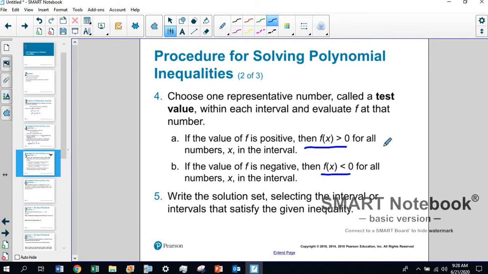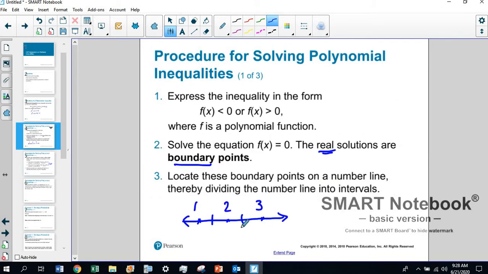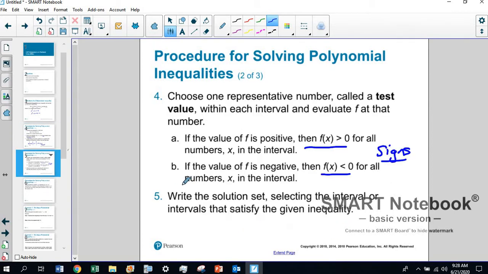So we're looking for the sign, whether we're positive or negative in each area. This is sometimes called a sign chart, in fact, when we make this on the number line. I'll show you what it looks like here in just a moment. And then we answer the questions, obviously, once we get the signs.